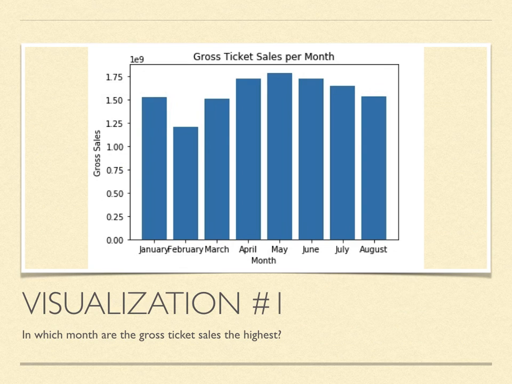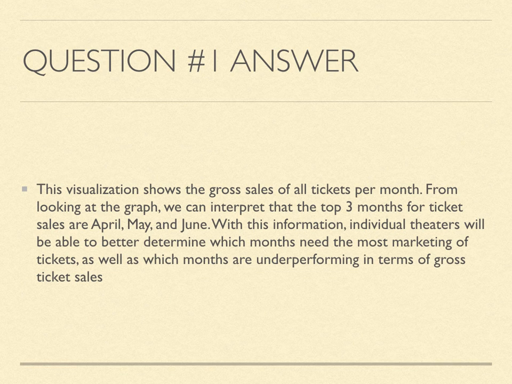Here we see that I used the bar chart form to answer my first question about gross ticket sales in regards to the month. By looking at this visualization, we can see that the top 3 months for ticket sales are April, May, and June.